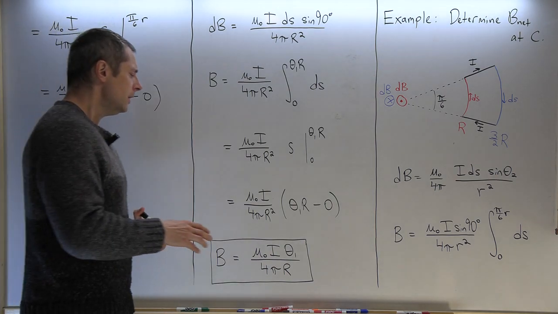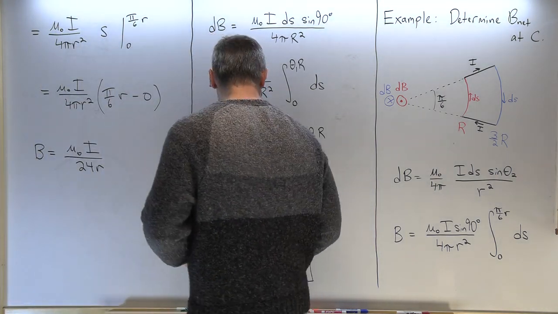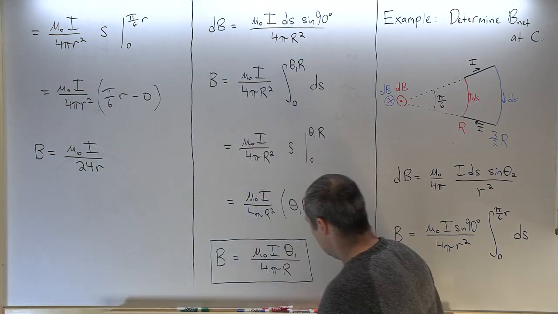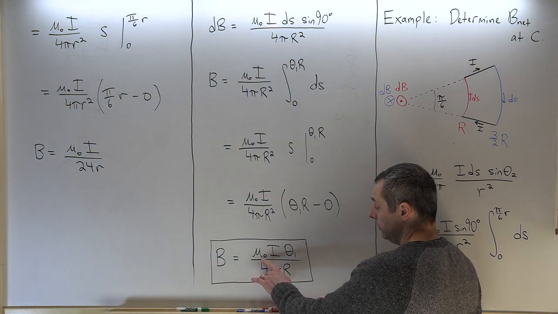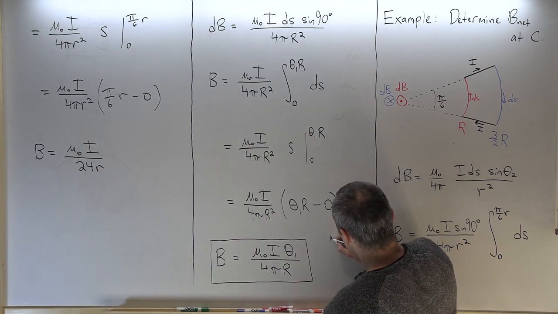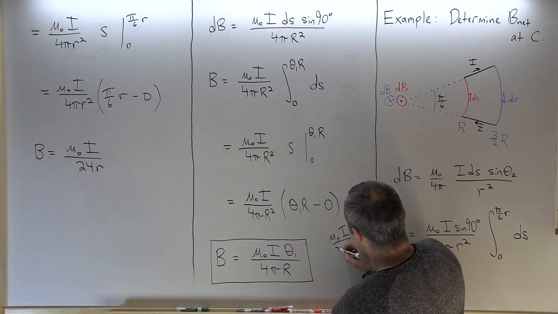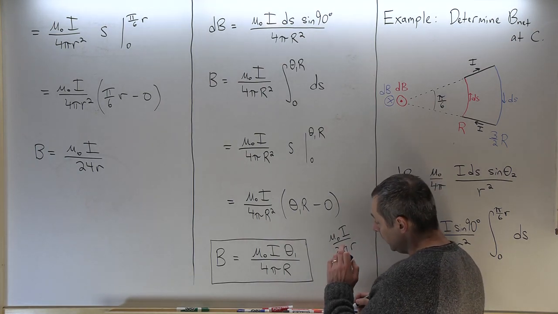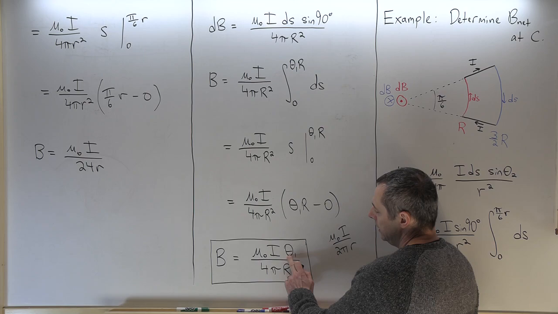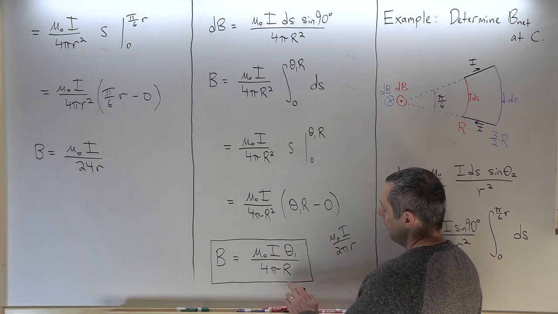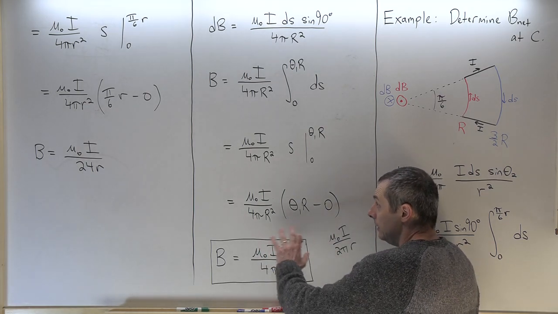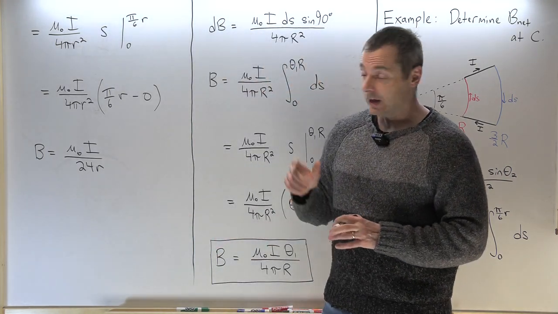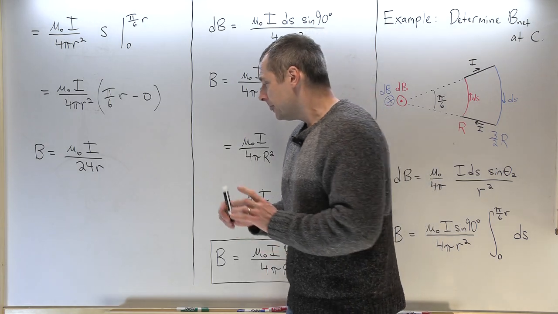Now, I forgot to do a unit check over here. I should have, just to show you that these are the right units. We compare the formula to mu 0 I over 2 pi r, the simple magnetic field for an infinite wire. Theta doesn't have any units, so we have mu 0 I on the top, and we do have a meter on the bottom. This formula is good, as is this one. Okay, so the formulas check out in terms of units.